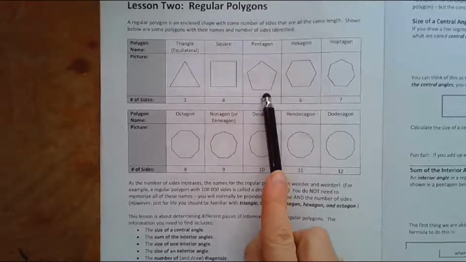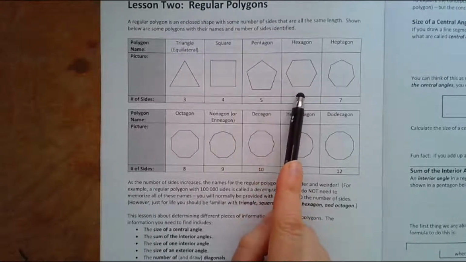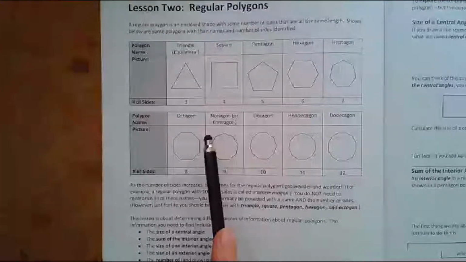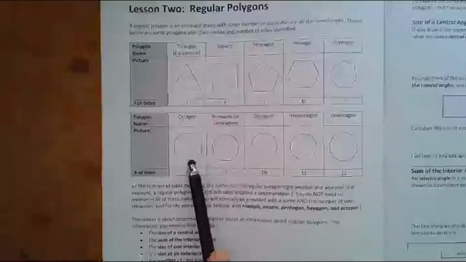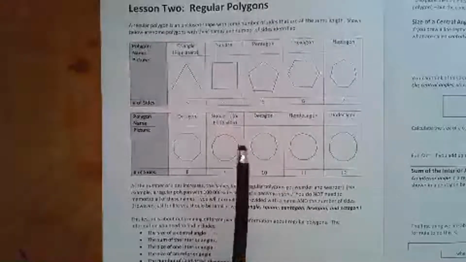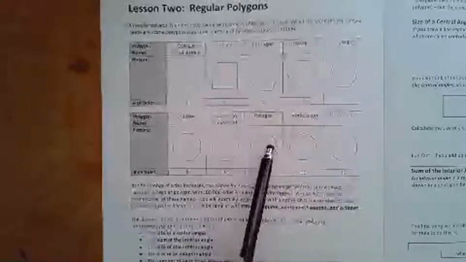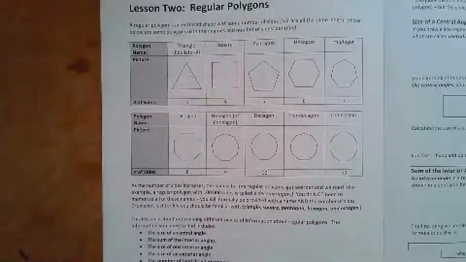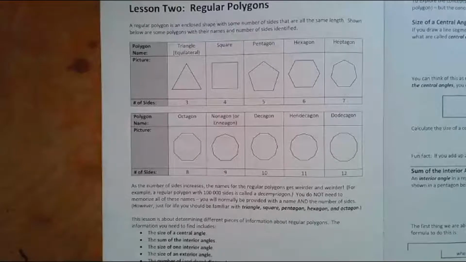A 5-sided shape is called a pentagon. A 6-sided shape is a hexagon. 7 is a heptagon. 8 is an octagon, which is probably another common shape, like our stop signs on our streets. These are less common: a nonagon, a decagon, a hendecagon, and a dodecagon. And I'm not expecting you to memorize any of these. You'll always have your notes to refer to. Remember that, so no memorization involved.